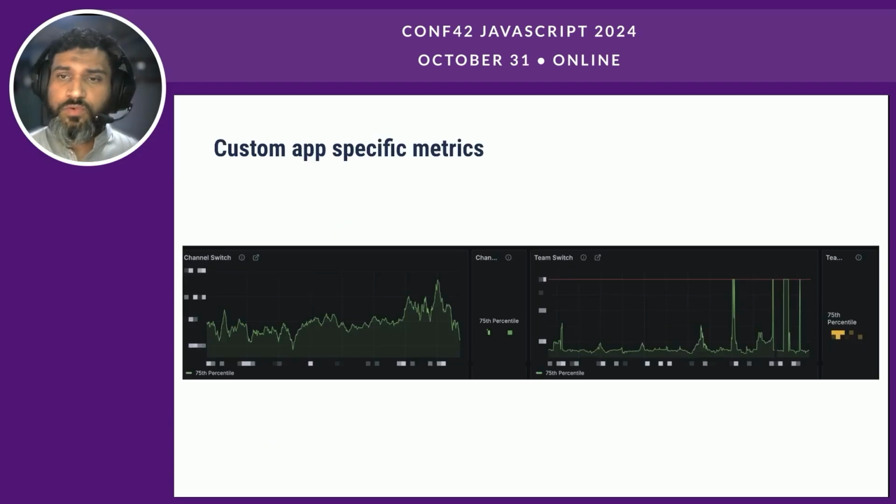Then we also have a specific set of custom Mattermost metrics. For example, channel switch time: how much time does it take, on average, for the user to change from one channel to another, or from one team to another. All these are custom metrics which we have defined in Mattermost. And yes, we keep on defining and developing these custom metrics as a part of performance analysis.